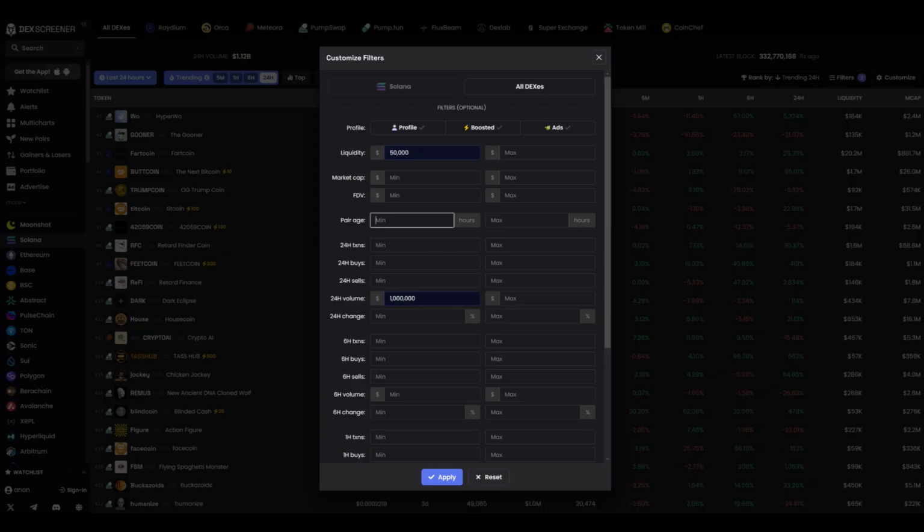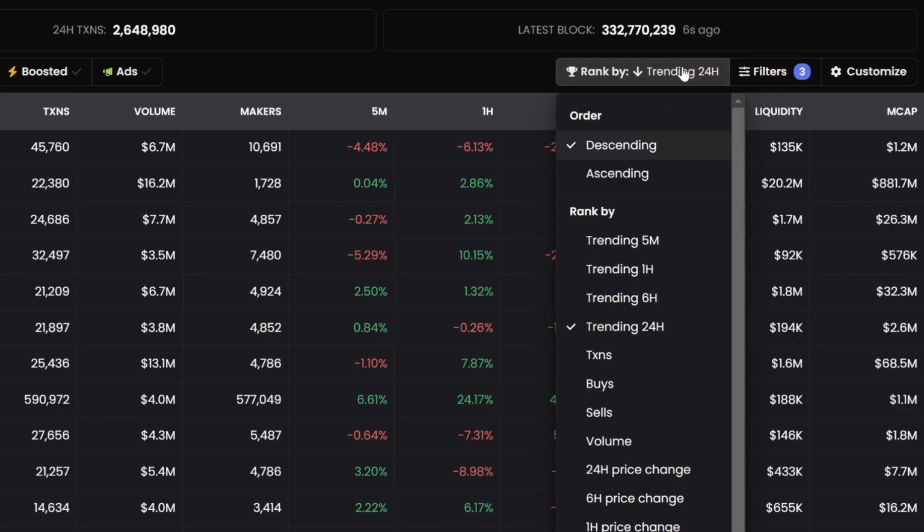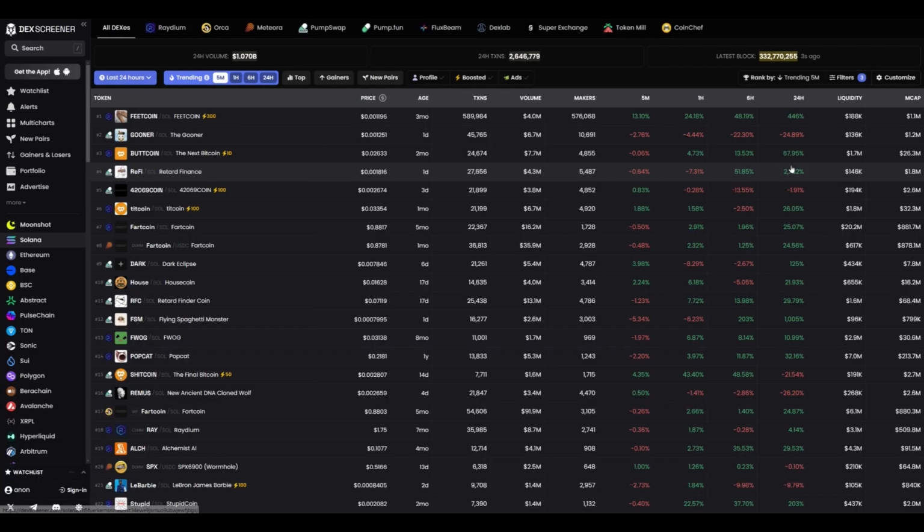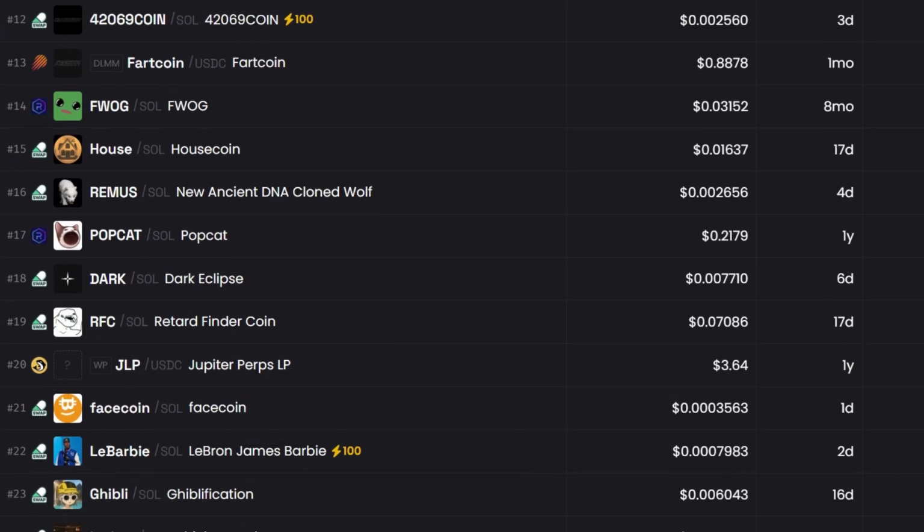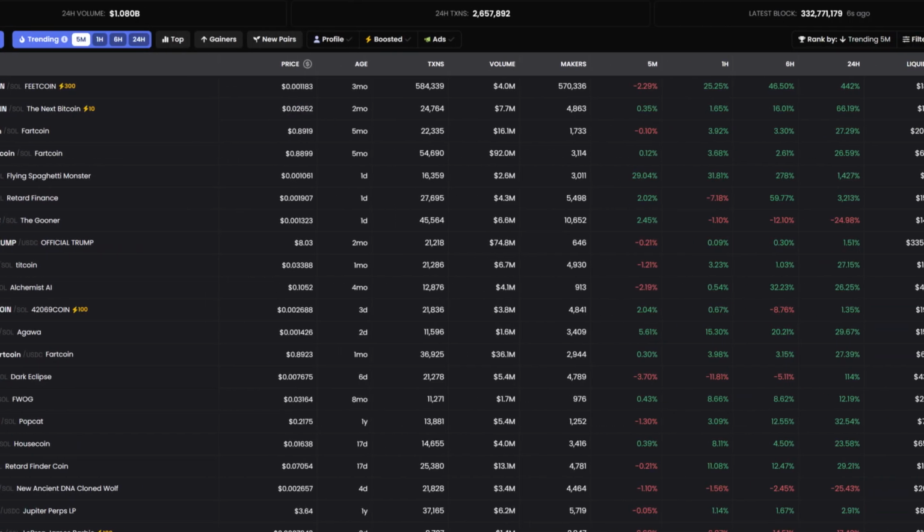I also set the age to within 24 hours. Fresh projects are often the most interesting, and I sort by 5-minute change to see what's happening right now. When everything's set, I click apply, and the token list updates. Now it only shows those that match my conditions, and I can choose what to work with. Let's take a closer look at this list.